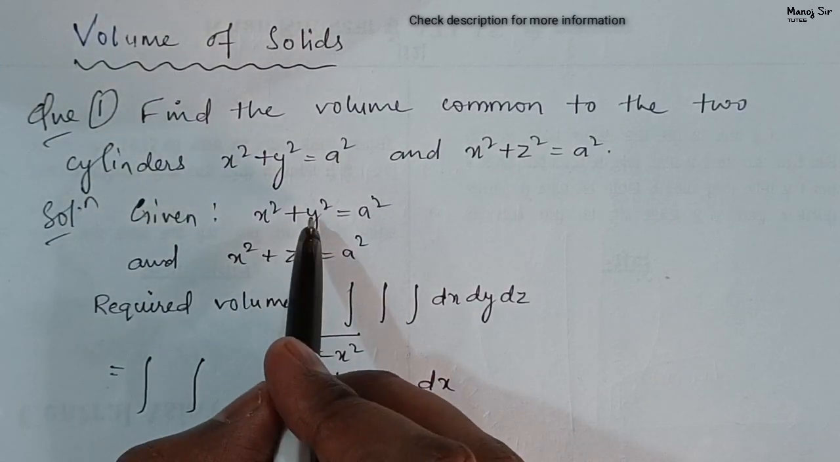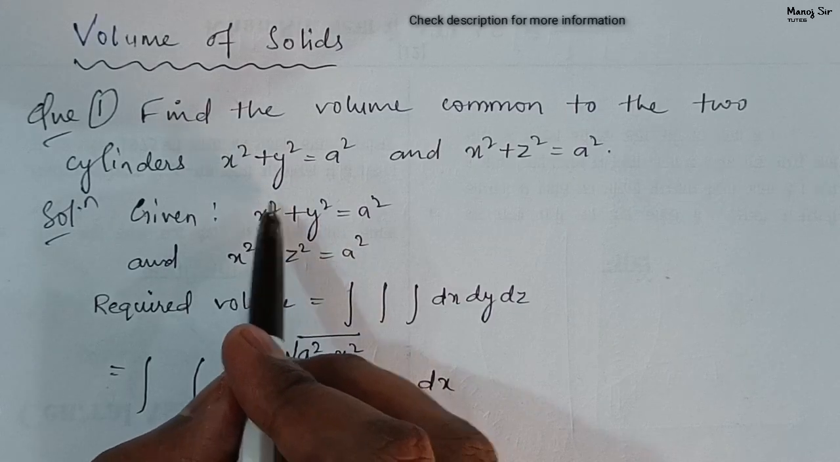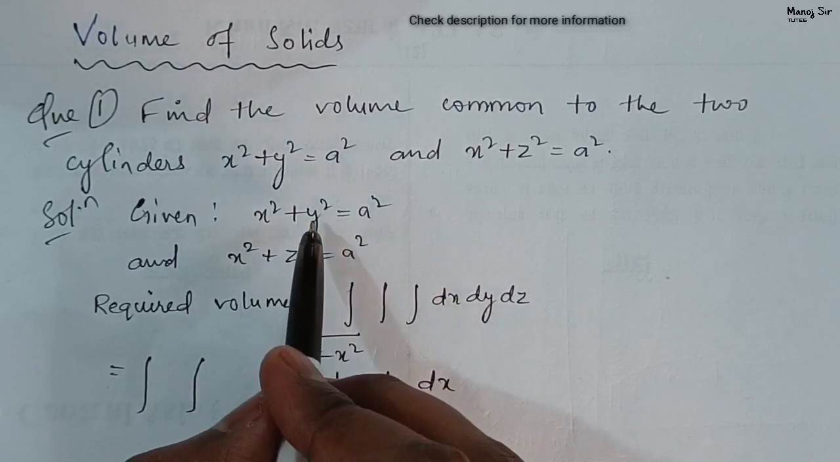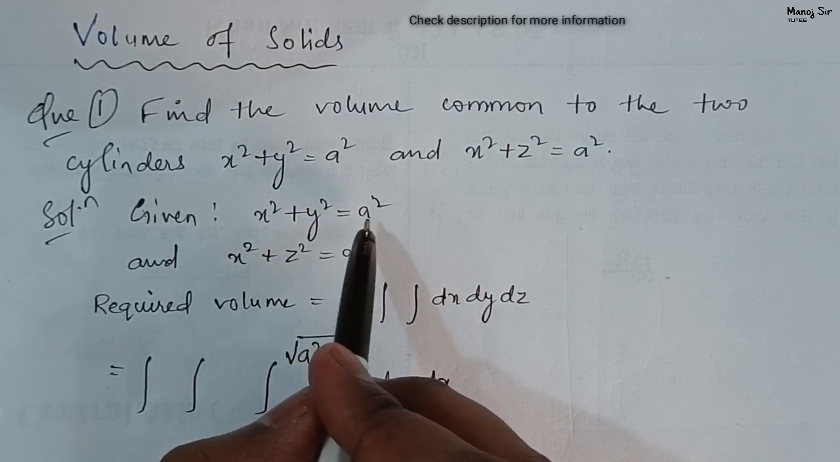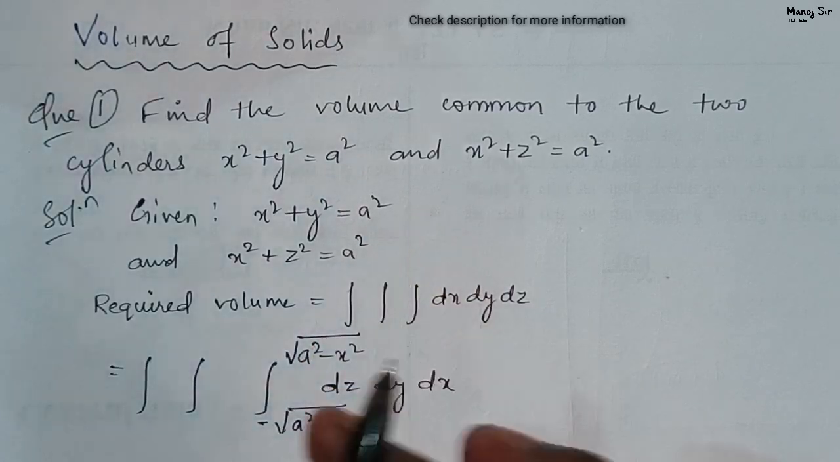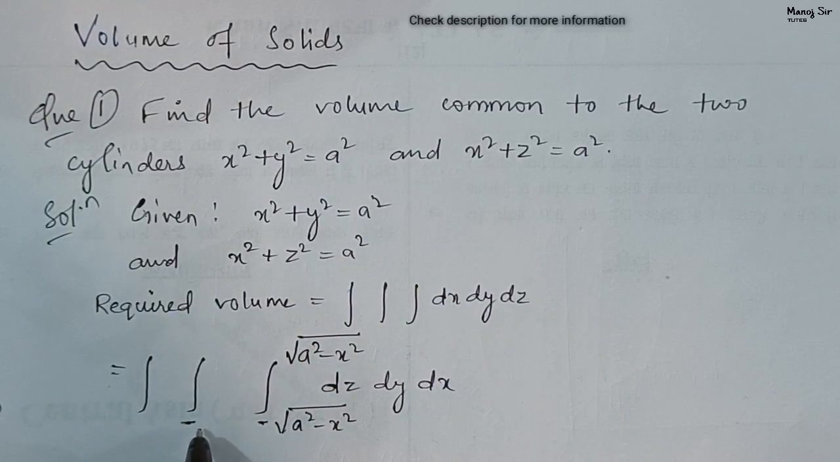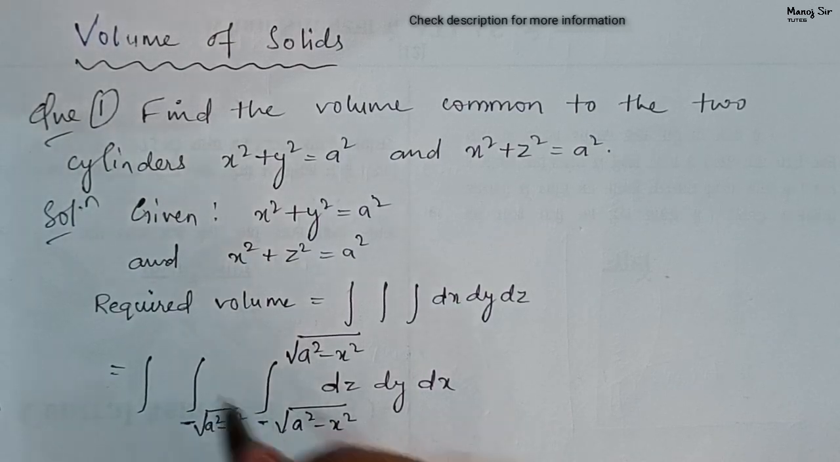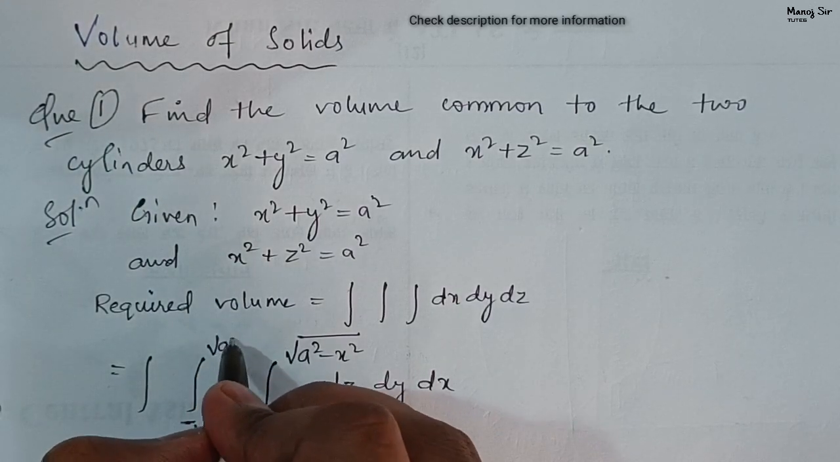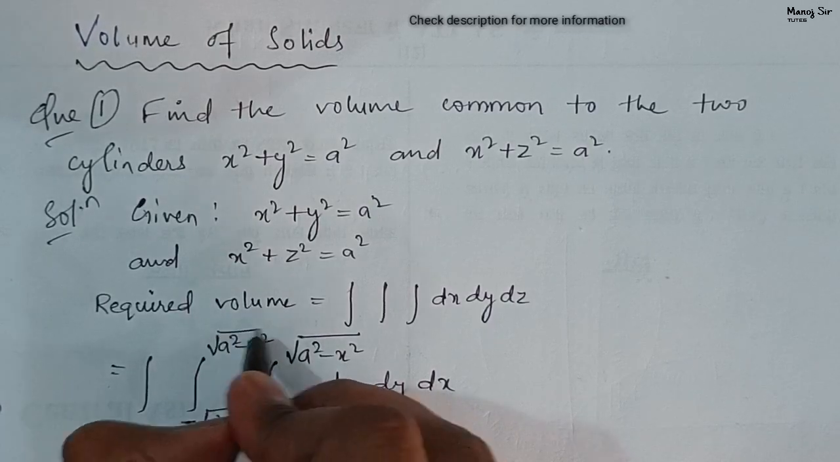Similarly, here we can get the limit of y. Putting this x square to the right hand side, you will get y equals plus minus root over of a square minus x square. So here again you will get minus root over of a square minus x square to positive root over of a square minus x square.